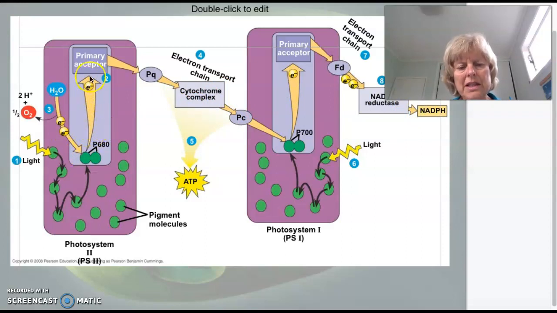So electrons get excited. ATP is made when the high energy electrons are passed on through these proteins from one to the next, and then the electrons get excited again, and together with the H+ ions from the start, they now make NADPH.